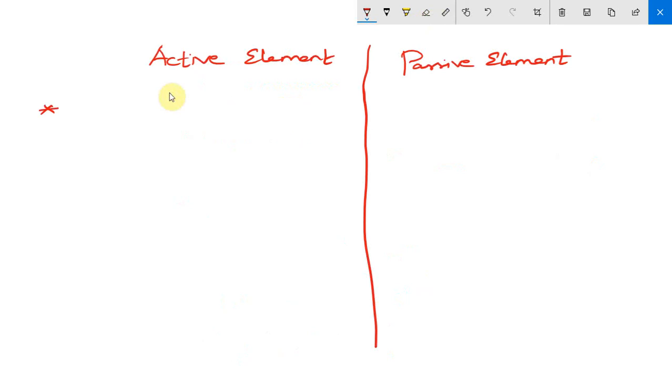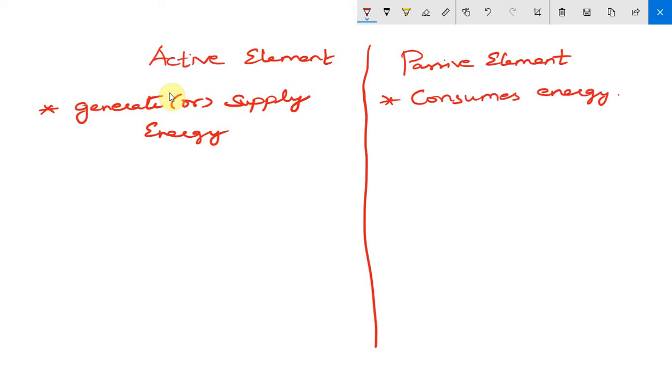The first and foremost thing about an active element is that it generates or supplies electrical energy. For example, a battery is a type of DC source which can supply energy to other elements. So a battery is said to be an active element. An active element can generate or supply energy. Passive elements are the ones which consume energy. This is the basic difference between an active and a passive element. Active elements can supply energy, whereas passive elements consume energy from an active element.